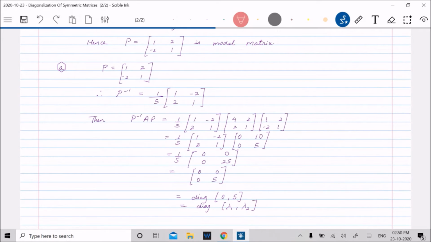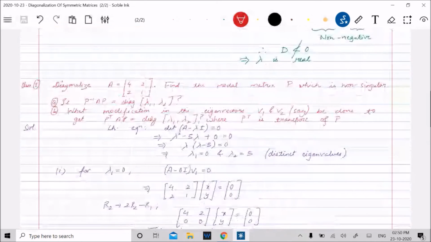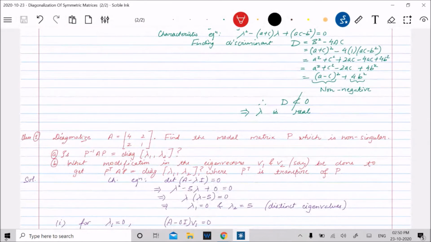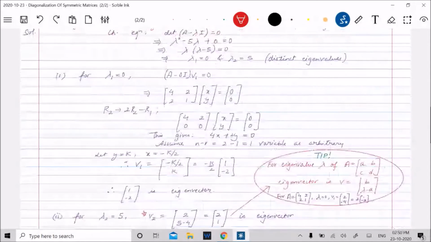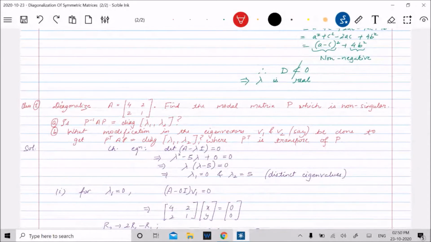It is asking you to get diag lambda 1, lambda 2 by changing this formula. You see this formula. This is P transpose. This is not P inverse, right? So this is the next target. Those who hate to find the inverse, and everybody hates to find the inverse at this stage, as compared to finding the transpose of a matrix.